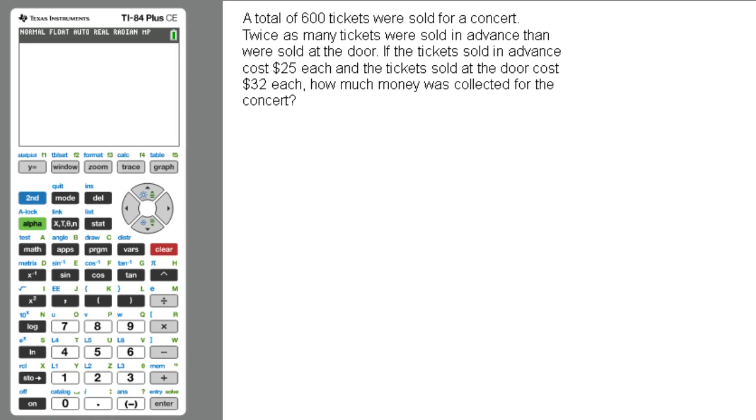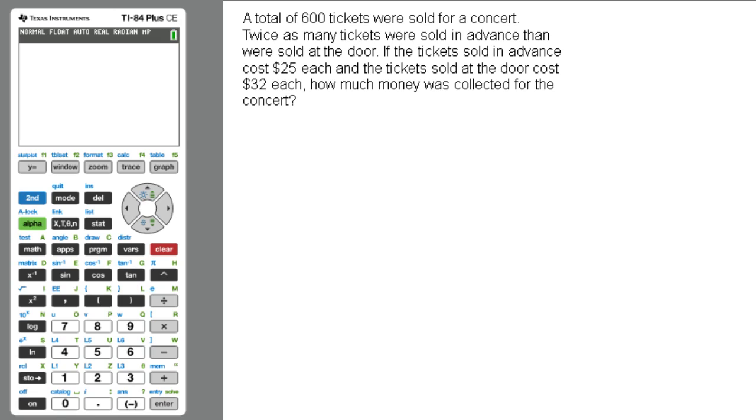Okay, another classic system of equations problem that is tickets, and there's two different prices of tickets, but altogether they have to add up to 600. So let's see here.